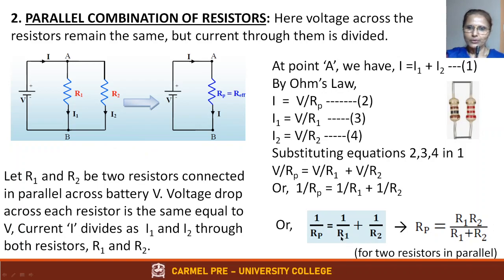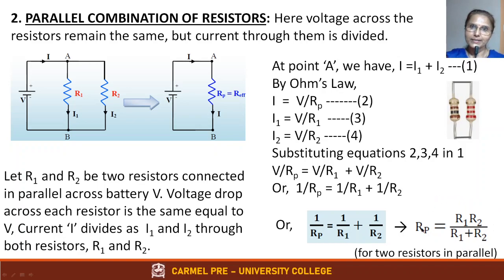Now you can take LCM here, R1 R2, then R2 goes up, R1 comes here. Then for Rp, what can we write? It's equal to R1 R2 divided by R1 plus R2. When two resistors are in parallel, it's equal to R1 R2 by R1 plus R2. I want you to remember this equation thoroughly.